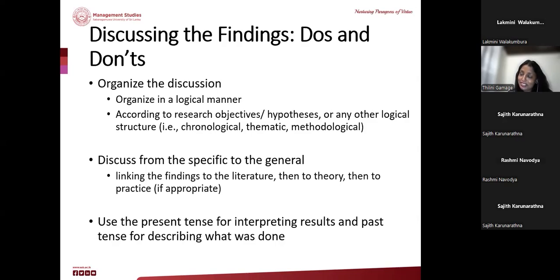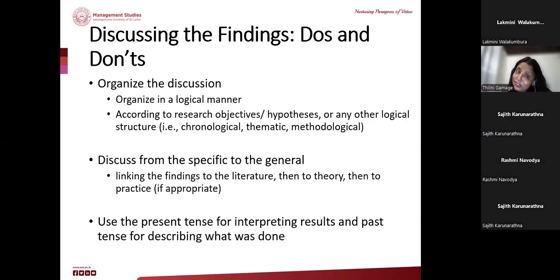Throughout this session, if you listen to this session, you'll be able to see we'll be talking about each and every section in detail with some examples as well. And this is just another point that I want to highlight.